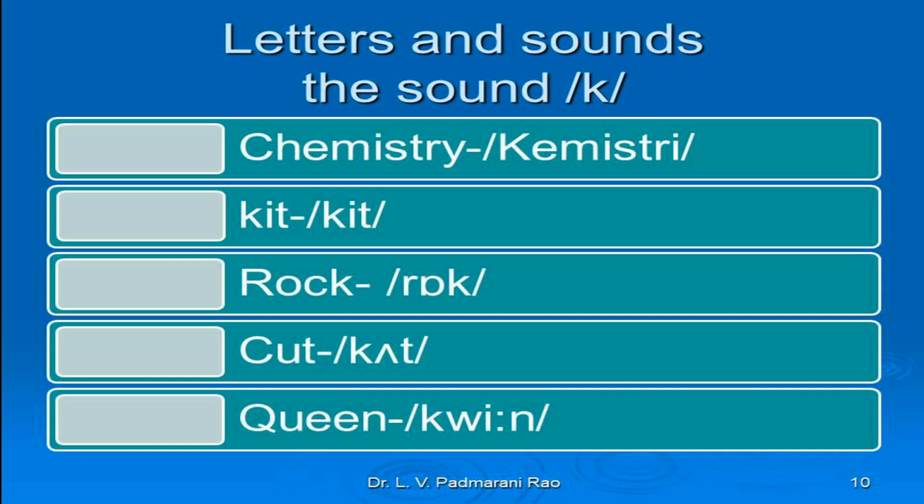In the second example, K-I-T, the letter K is pronounced as k sound, kit. In the third example, R-O-C-K, the letters C and K are together pronounced as k sound. And if you look at the next example, C-U-T, the letter C is used to pronounce the sound k. In the last example, you could find queen. The letters Qu are pronounced as k. So, different letters are used to represent the same sound.